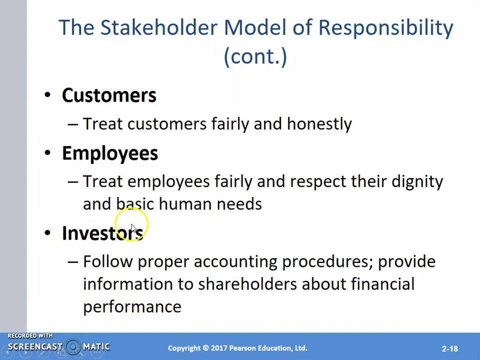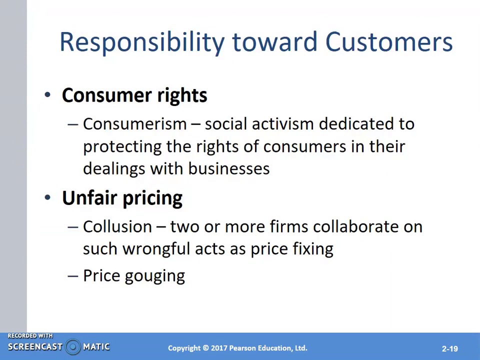And then the third one is the investor. How are we responsible to our investors? We have to provide them a proper accounting procedure, and we have to ensure that all the information published in the financial statement is correct, and we have to honestly inform them of the financial performance of the company.